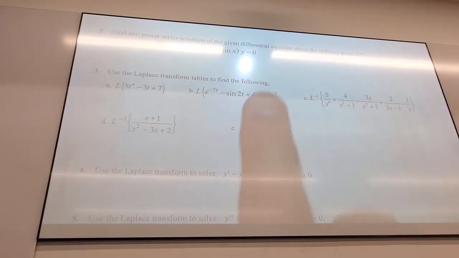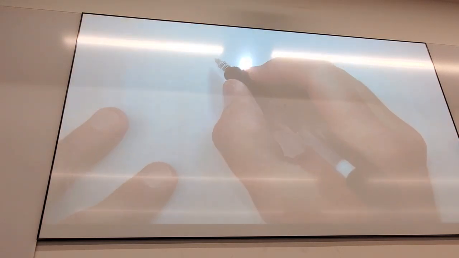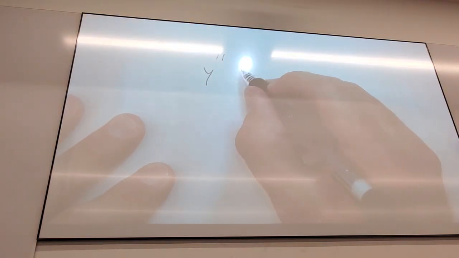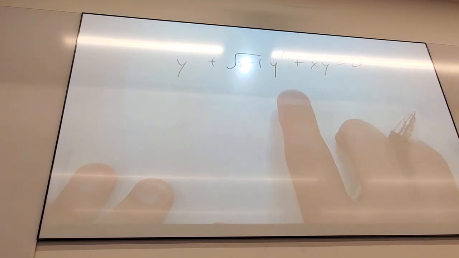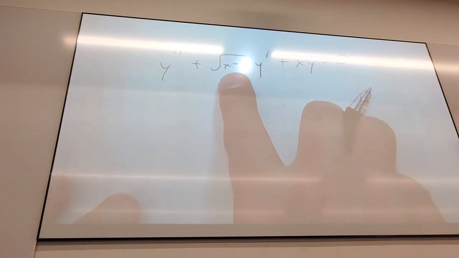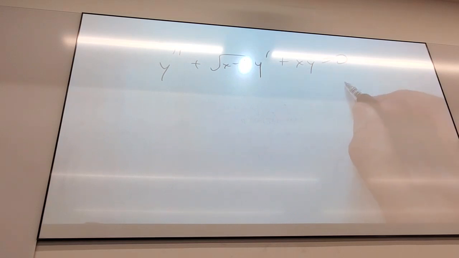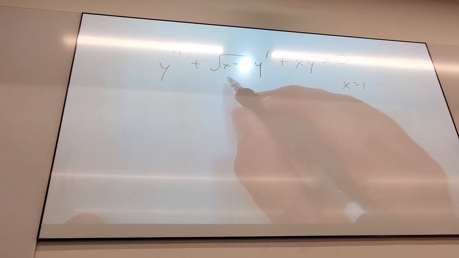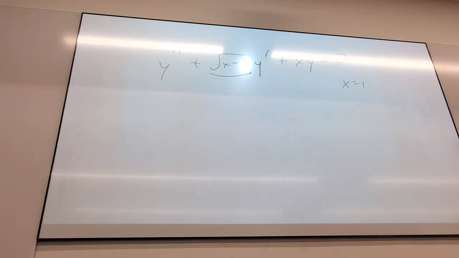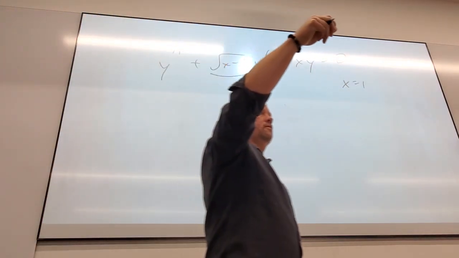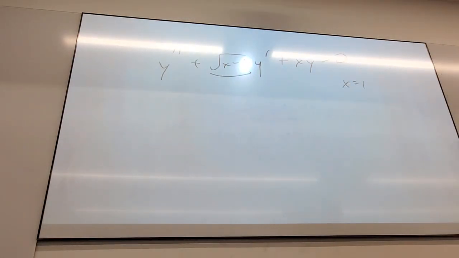So I gave an example of if I had y double prime plus the square root of x minus 1 y prime plus x y equals 0. Can you imagine? This would be horrendous, but if the question is x equals 1, is it singular or is it ordinary? What's p of x? So is it continuous at 1? Yes. Is it differentiable at 1?